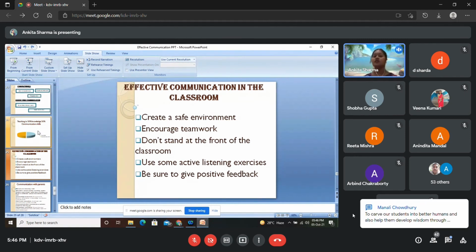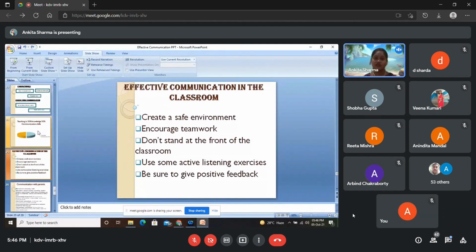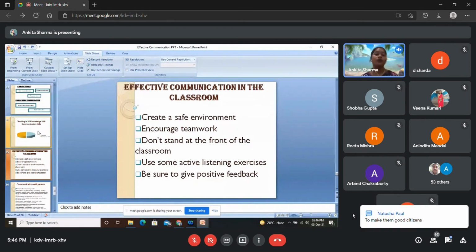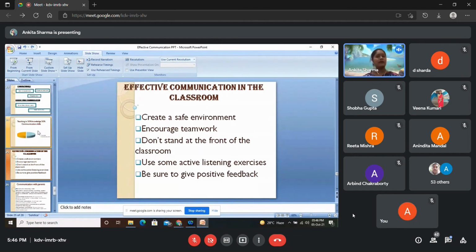Now, effective communication in the classroom. To have an effective class, we do need effective communication skills. And how can we have effective communication in the class? We can have it when we teachers create a safe environment for the children. If we are very strict with children, the children will never come up to us and share their problems. So as a teacher, we have to create a happy learning environment and a safe environment where the child is free and can ask whatever he or she wishes to.